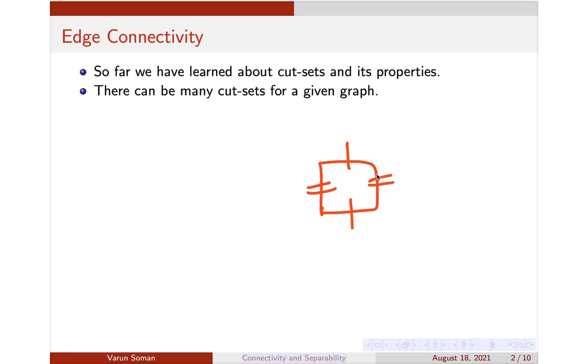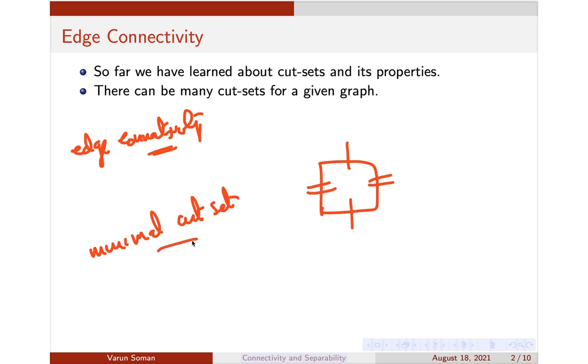Now we will discuss a concept called edge connectivity. So what is edge connectivity? It's a very simple thing. As I told you, in a graph there are many cut sets. Out of these cut sets, take the cut set with the minimum number of edges. The number of edges in that minimal cut set is called the edge connectivity. As I told you, a graph can have many cut sets.